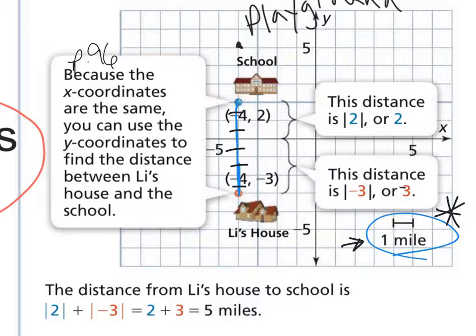The book talks about doing absolute values. Another way of looking at it is x values are the same. Looking at our y values, this point up here is 2 units away from the x-axis. This one's 3 units away from the x-axis. And so that's a total of 5 units, which in this case would be 5 miles.